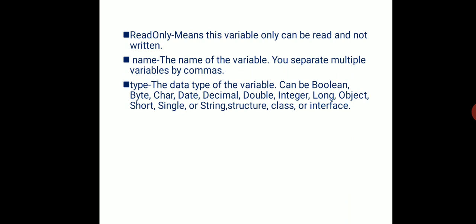And here VB.NET offers a wide range of data types, that is boolean, byte, char, date, decimal, double, integer, long, object type, short, single or string, structure, class or interface. Okay, all these data types you can use in VB.NET programming.